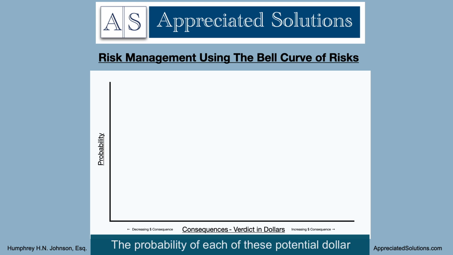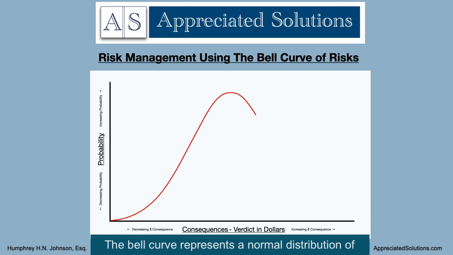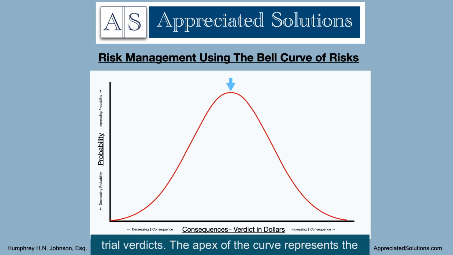The probability of each of these potential dollar consequences increases as we go up the y-axis and decreases as we go down. The bell curve represents a normal distribution of trial verdicts. The apex of the curve represents the highest probability consequences, while the far right and far left of the curve represent the lowest probability consequences.